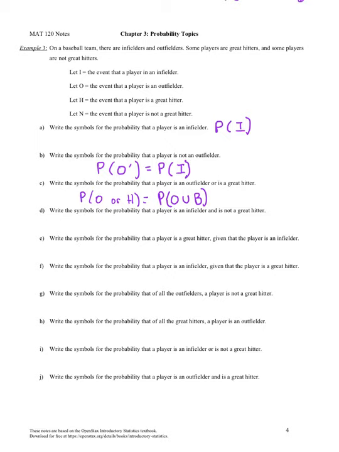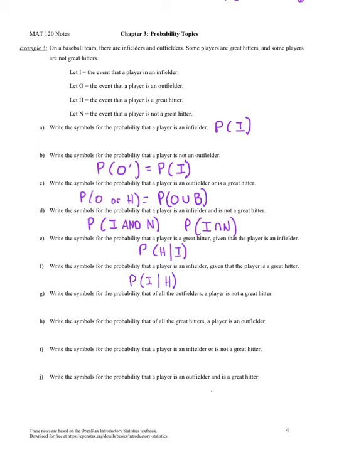Letter D asks for the probability that the player is an infielder and is not a great hitter, or we could write this using our intersection sign. For letter E, what's the probability that a player is a great hitter given that the player is an infielder? Letter F, the symbol for the probability that we have an infielder given that the player is a great hitter.